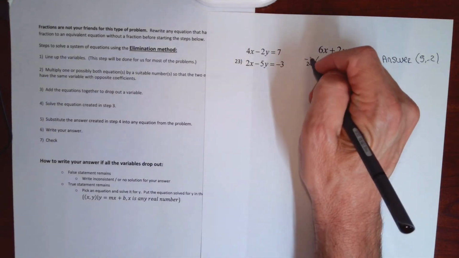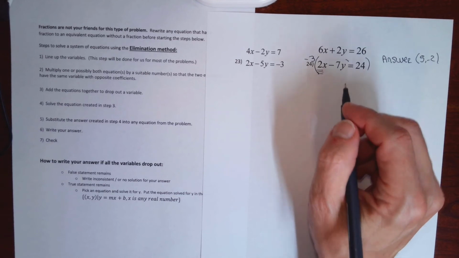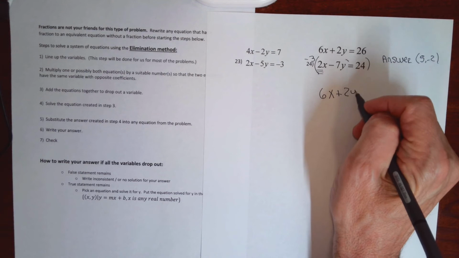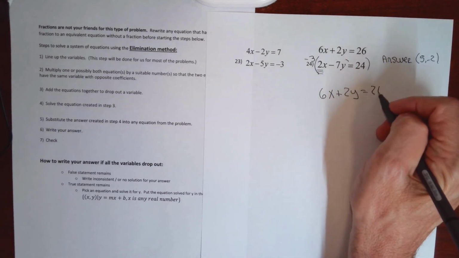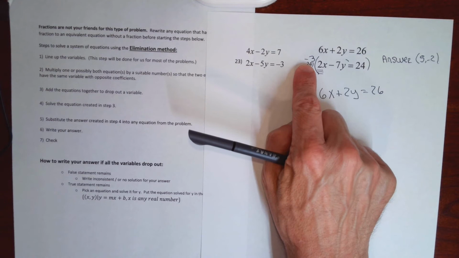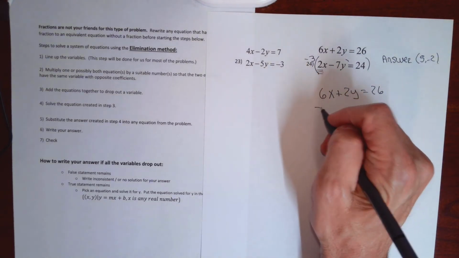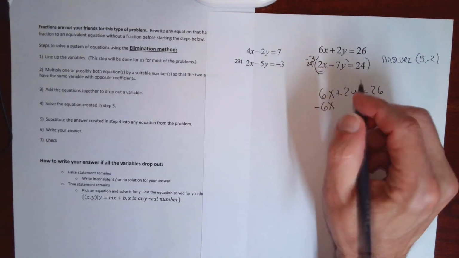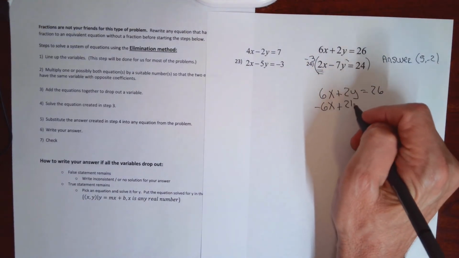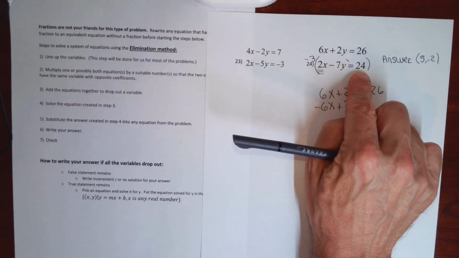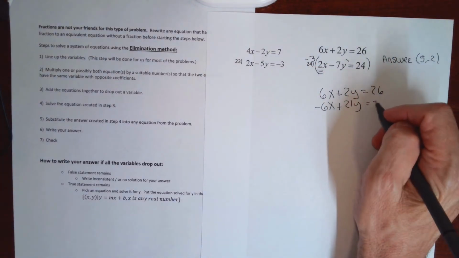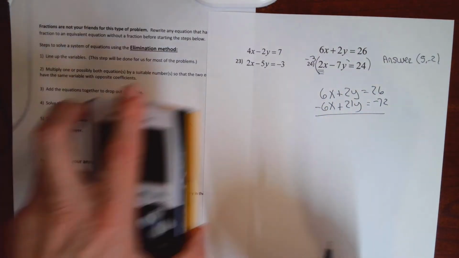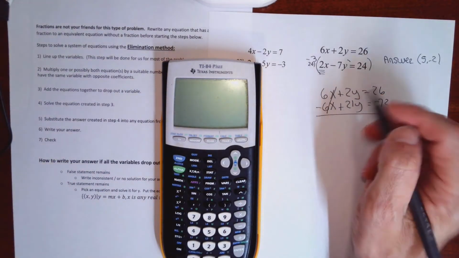So I'm going to multiply the bottom equation through by negative 3 to force my x's to cancel out. I'm going to leave the top equation, 6x plus 2y equals 26. And then in the bottom, I'm going to go negative 3 times positive 2x is negative 6x. Negative 3 times negative 7y is positive 21y. And negative 3 times 24 is negative 72, if I didn't mess up. So with one multiplication, I was able to make the x's cancel.